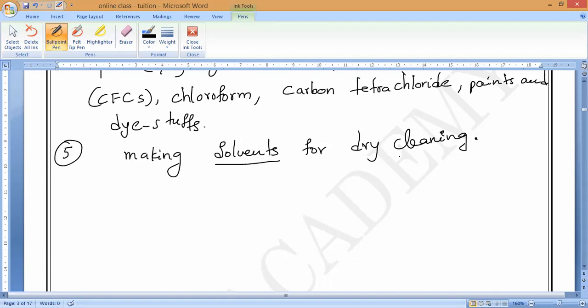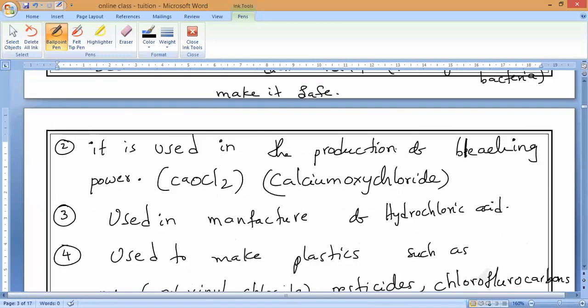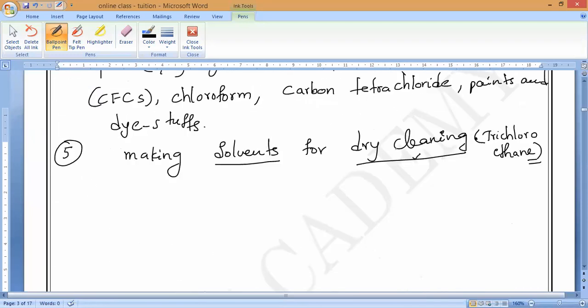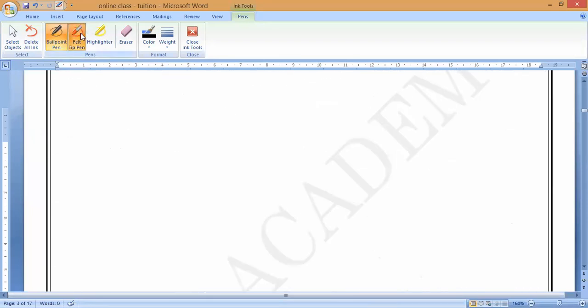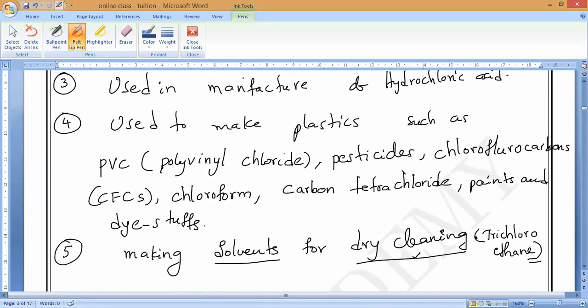Nobody remembers. So okay. Here we are making a solvent for dry cleaning. I am telling you the name: trichloroethene. What is that, guys? Trichloroethene is the solvent. Where are we using it? For what purpose? Dry cleaning purposes. You have to remember that. So these are the uses or applications of chlorine gas. Any doubt, anybody can ask me.